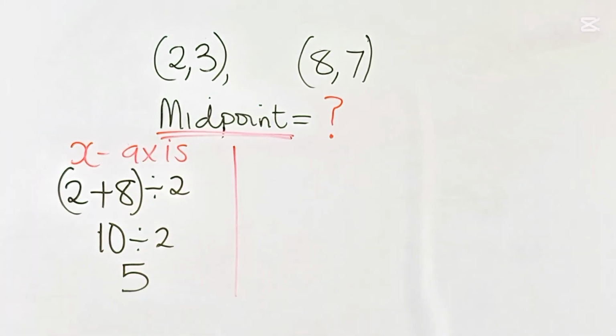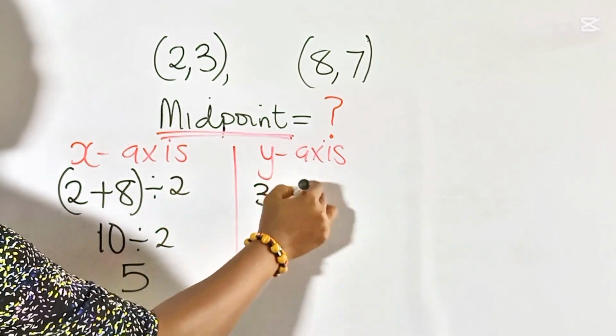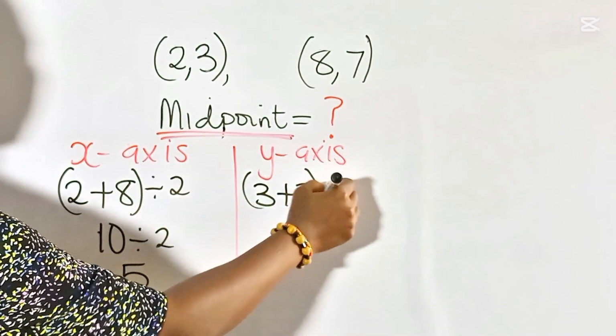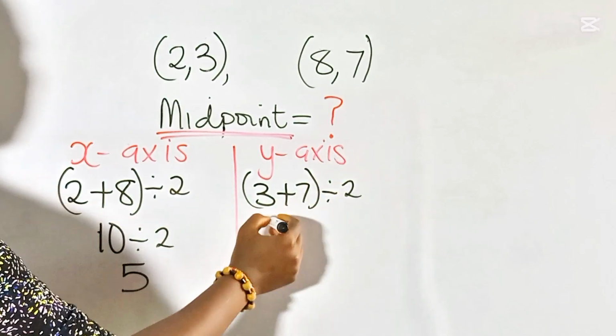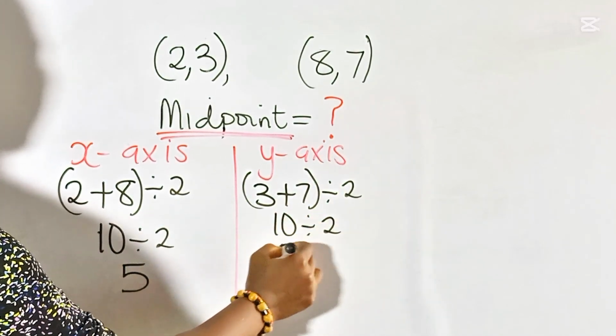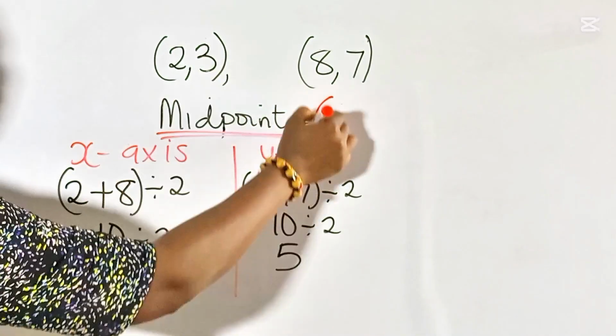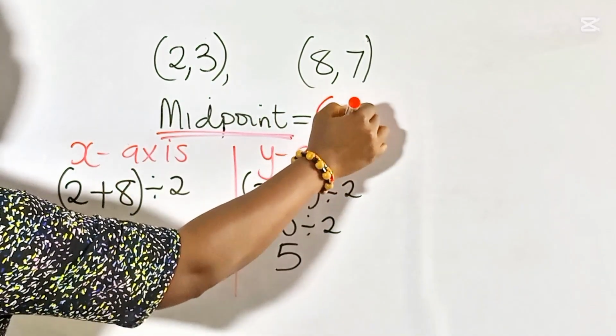Let's do the same for the y-axis. We have the y values to be 3 plus 7. Then we take the average by dividing by 2. This gives us 10 divided by 2. It also equals 5. So therefore, the midpoint equals 5.